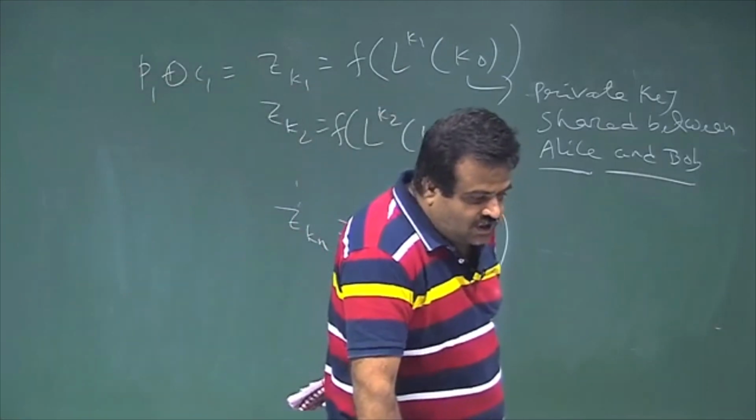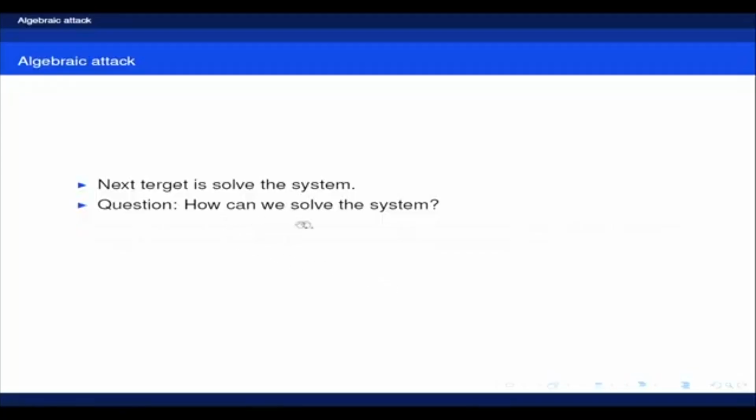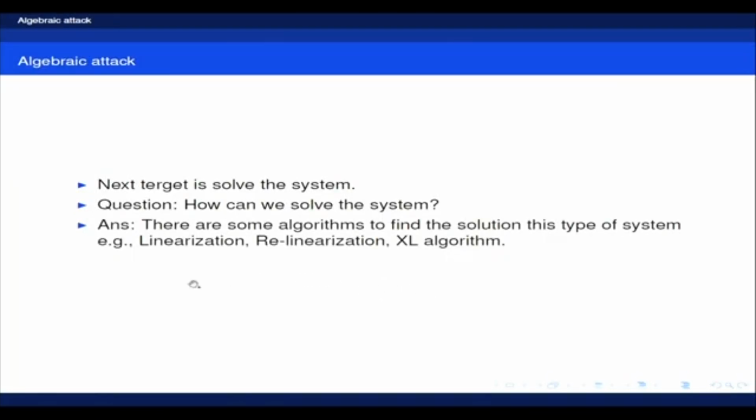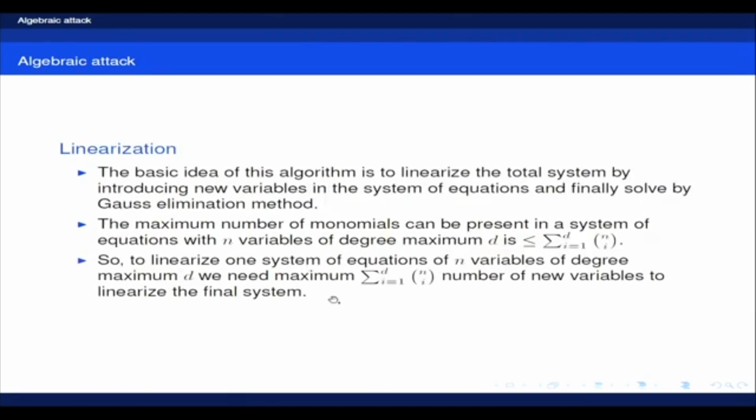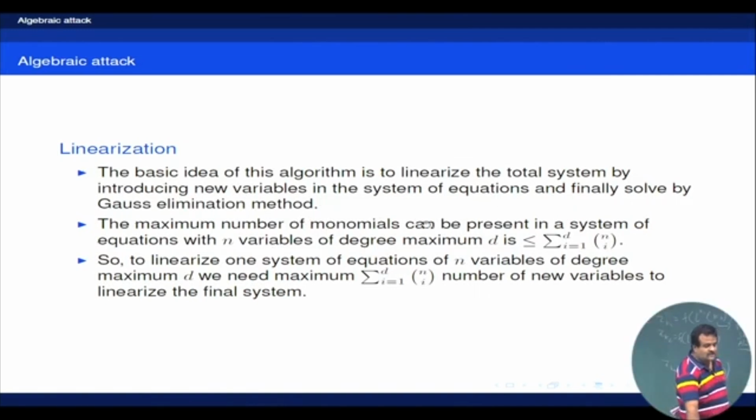So the question is how can we solve this system? There are some algorithms to find the solution of this type of system. One is linearization, then relinearization, then the XL algorithm. So what is linearization? The basic idea of linearization is to linearize the total system by introducing new variables in the system of equations and finally solve it.